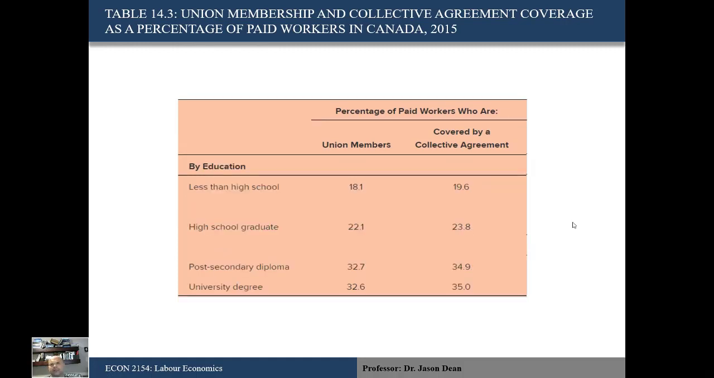And union density seems to increase by education. Here we can see that roughly under 20% of workers who have less than a high school education are unionized. That increases slightly when we get to high school graduates, and it increases about 10 percentage points more, depending on the measure, when we start looking at people with post-secondary diplomas.